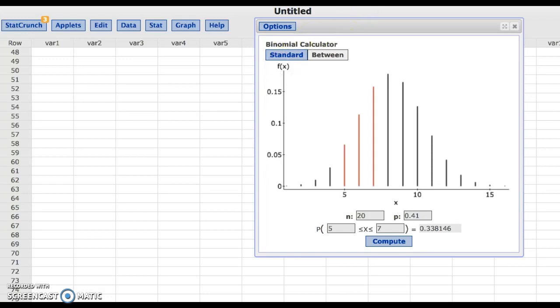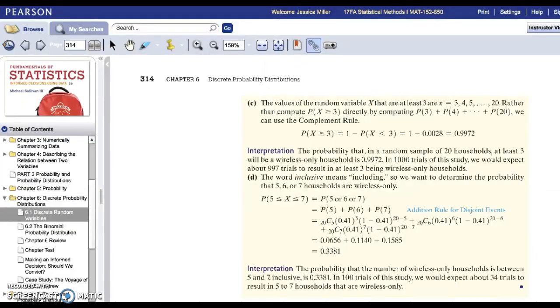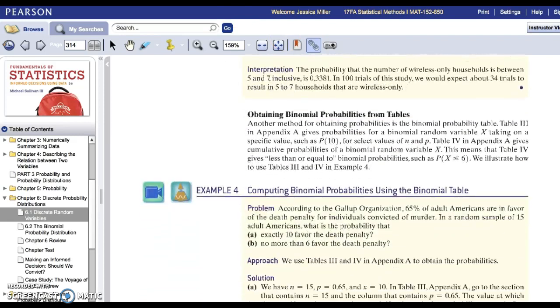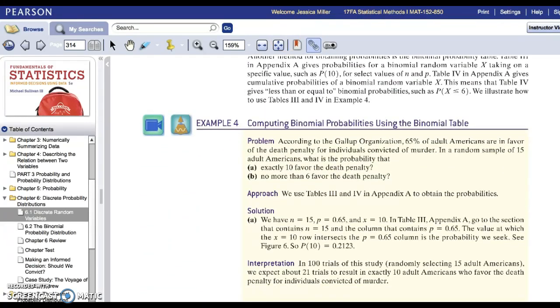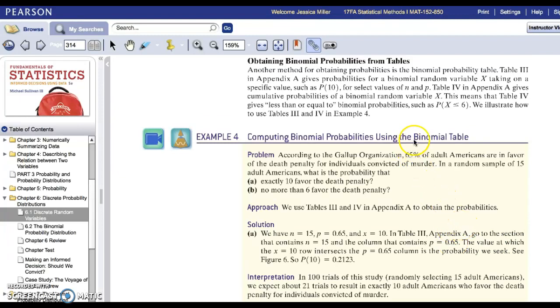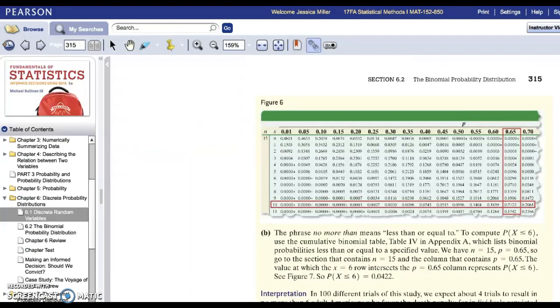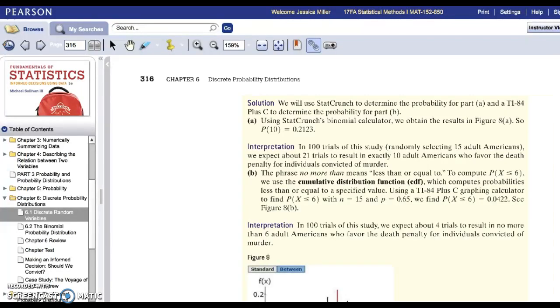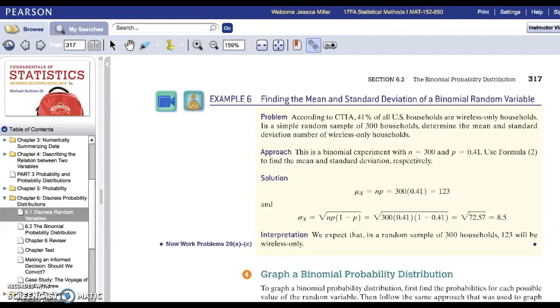And I want to point out one more formula in your book that you do want to be able to do by hand. So your book goes on and also tells you how to use binomial tables. You want to avoid this and do StatCrunch instead of the by hand or the tables. Okay, so you can skip all of that.